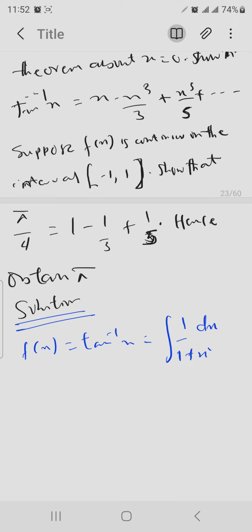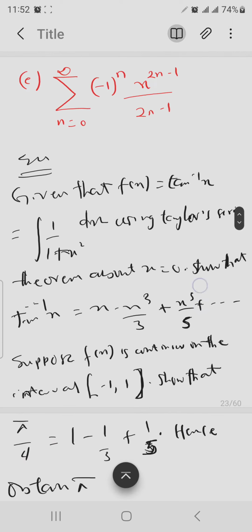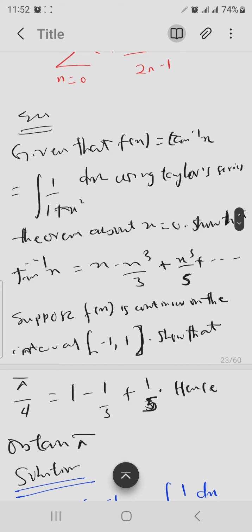So that's what it means. Now, facing the next question, we are given f of x equals arctan x equals the integral of 1 over 1 plus x squared dx, using the Taylor series theorem about x equals 0.